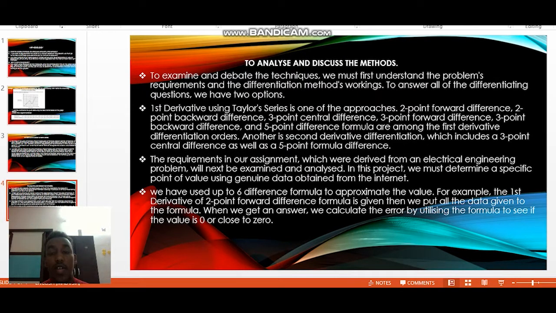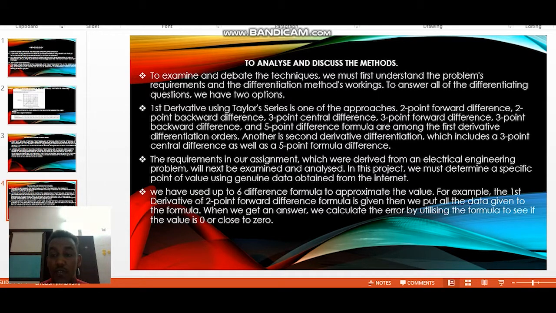So to analyze and discuss the methods, to examine and debate the techniques, we must first understand the problem's environment and how the differentiation methods work. To answer all of the differentiation equations, we have two options. First, derivative using Taylor series is one of the approaches.